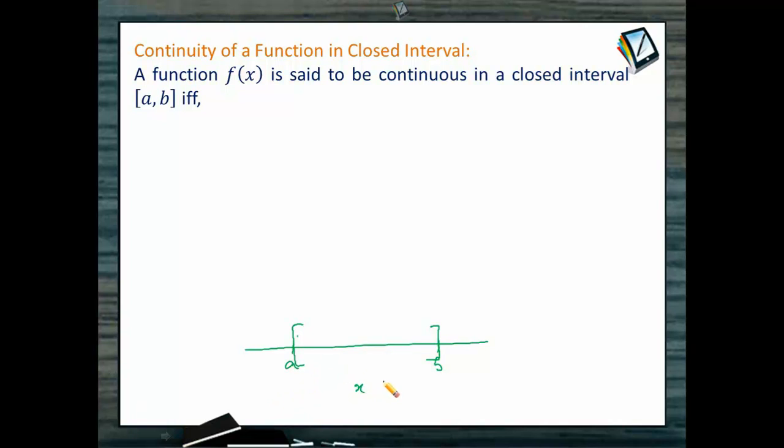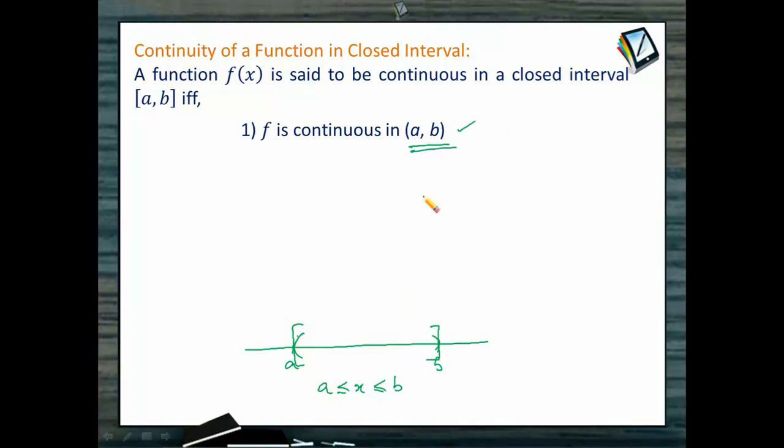So what are we talking about now? We are talking about all the x values which are less than or equal to B and greater than or equal to A. Now let us see what the conditions are. A function f of x is said to be continuous on a closed interval if, what is the first condition? f must be continuous on the open interval AB. That means from A to B, it should be continuous on the open interval AB, right?